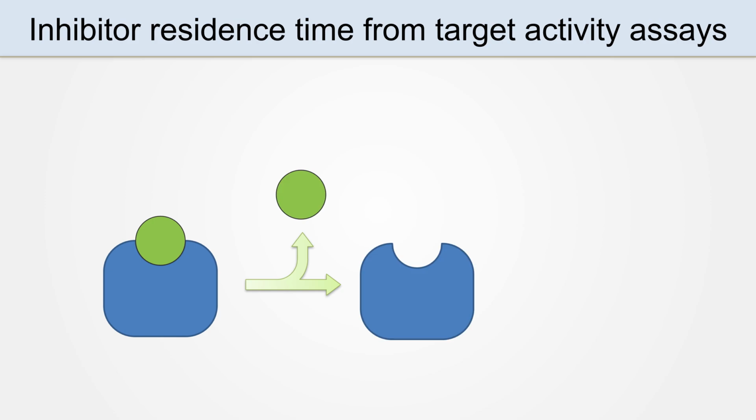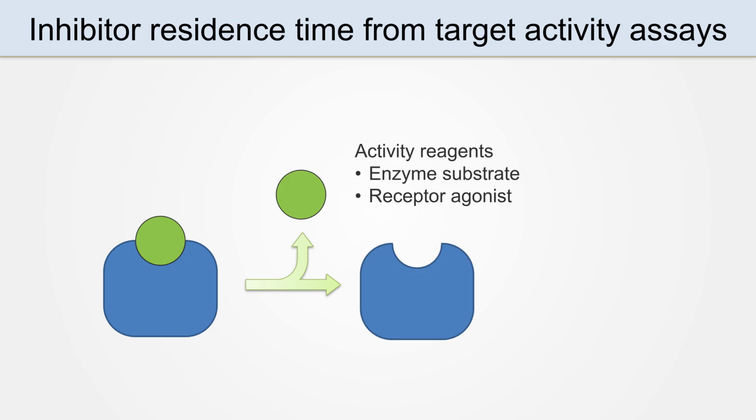After this, the compound can start dissociating from the target. We then add the reagents to measure target activity like enzyme substrate or receptor agonist. When the compound dissociates from the target, activity of the protein commences that we can then measure by product formation or signal generation.